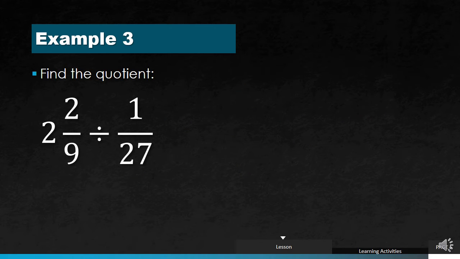In example number 3, we have 2 and 2 ninths divided by 1 over 27. Again, you have a mixed fraction here, so we need to convert this first into an improper fraction. 9 times 2 gives you 18, plus 2, so that's 20 over 9, times the reciprocal of 1 over 27, which gives you 27 over 1.